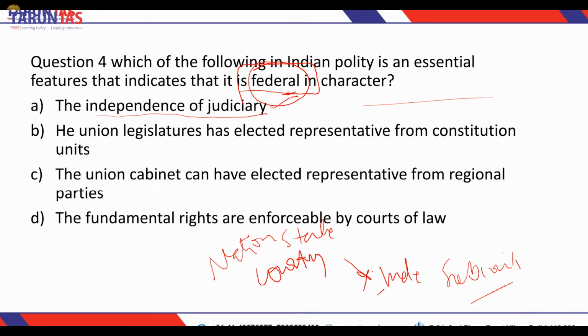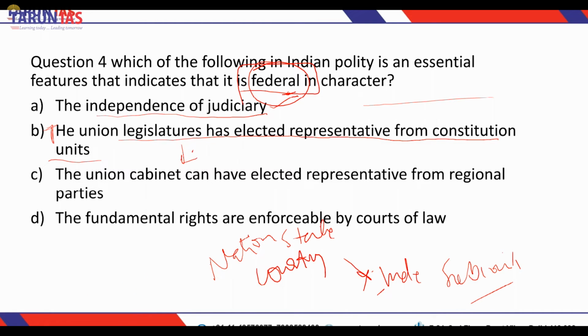The union legislature has elected representatives from constituent units.